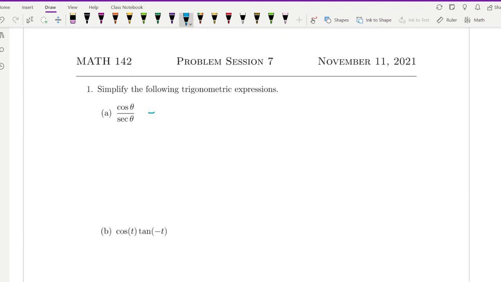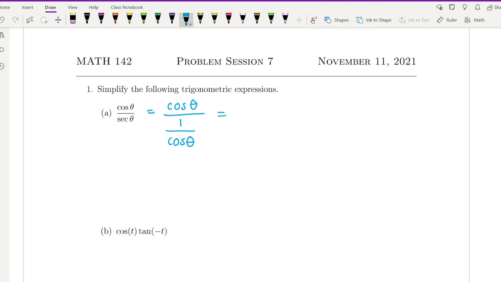So how do we rewrite this in terms of sine and cosine? Well, cosine of theta is just still cosine of theta, right? There's nothing to really do to rewrite that in terms of cosine. But secant of theta, we can rewrite that as 1 over cosine of theta. So now we have cosine of theta over 1 over cosine of theta. So how can we rewrite this in a way that is more simple?